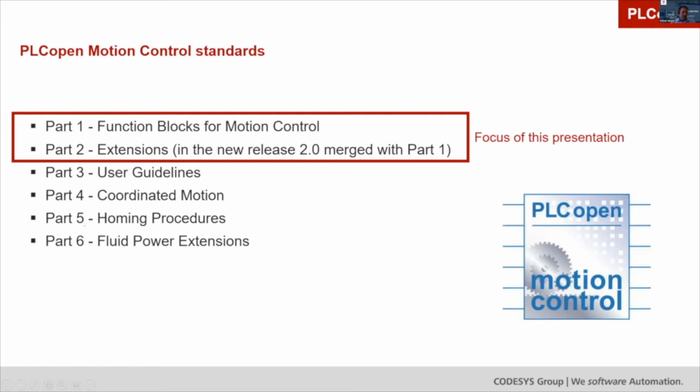And then we have part 5. These are homing procedures. This is not often implemented, so it doesn't have the relevance like the other standards, because the homing is typically implemented inside the servo drives. This standard would allow to combine single homing steps and program it in the PLC, but as it is typically configured and not programmed, this is not implemented that often. And there's another part, part 6, the fluid power extensions, basically single axis function blocks like from part 1, but dedicated to the special needs of fluid power.